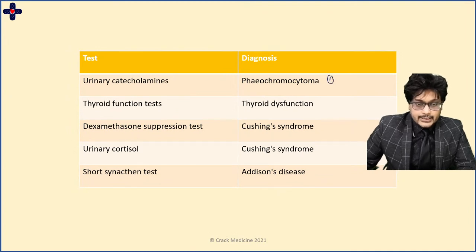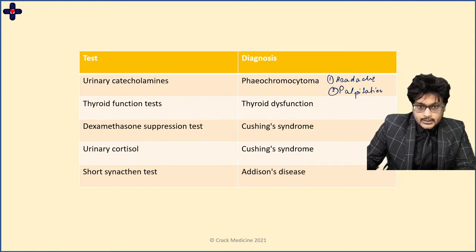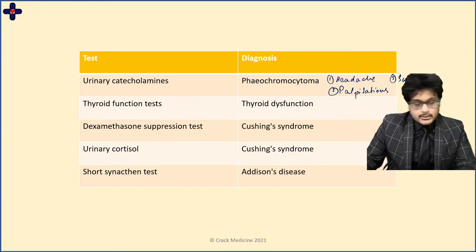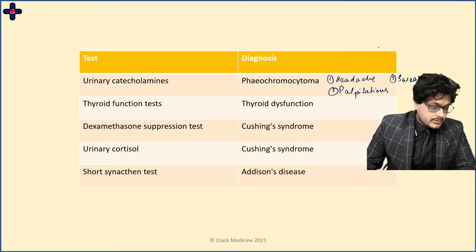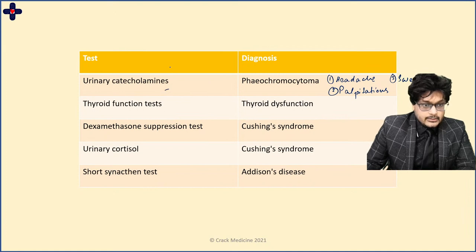You have a triad of headache, palpitations, and sweating. If these three are present in your question or your patient, think of pheochromocytoma. It is almost 90% predictive, but you also have to see other things. So that's why you do the urinary catecholamines test.